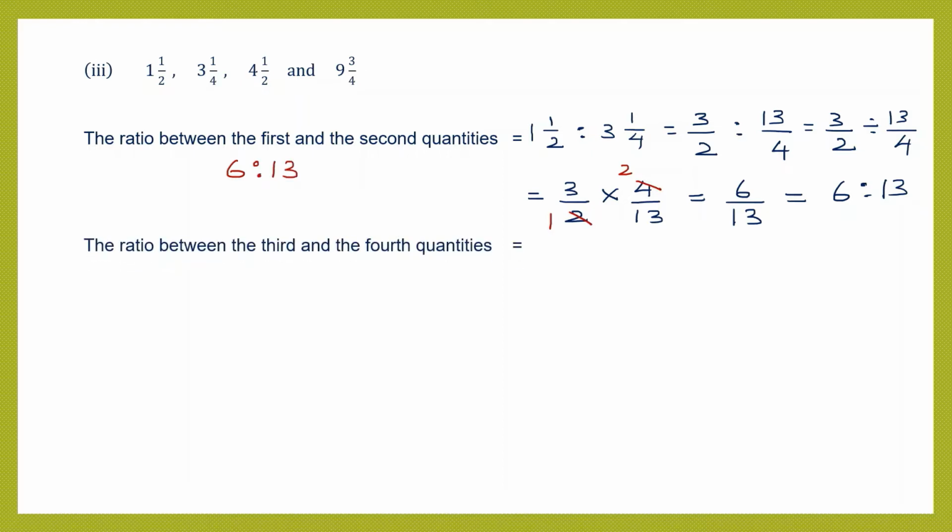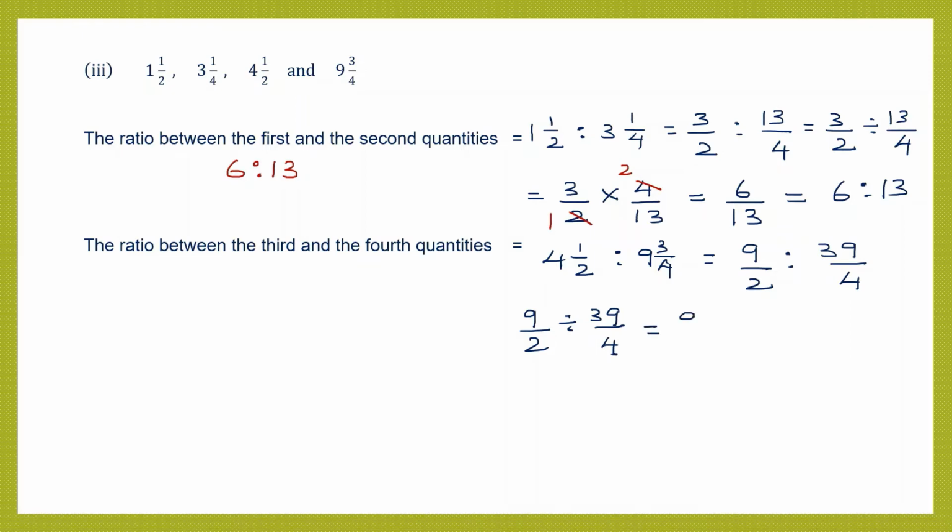Now let's find the ratio between the third and the fourth quantities. The third quantity is 4, 1 by 2 and the fourth quantity is 9, 3 by 4. So this is equal to, let's convert them to improper fractions. 2 fours are 8 plus 1, 9 by 2 is to 4 nines are 36 plus 3, 39 by 4. So the next step, they will become division of fractions. 9 by 2 divided by 39 by 4.